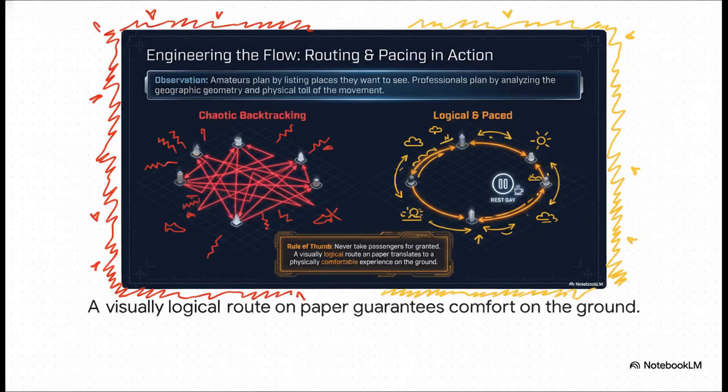Look at the stark contrast here. Amateurs just list places to see, which creates that totally chaotic, zigzagging, backtracking mess. Honestly, it looks exhausting just thinking about it. Professionals, however, engineer a visually logical loop, deliberately scheduling strategic rest days. The golden rule here is never take your passengers for granted. A visually logical route on paper guarantees actual physical comfort on the ground.